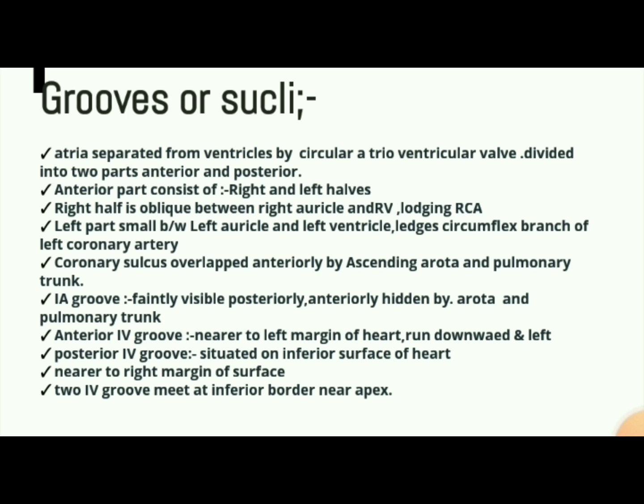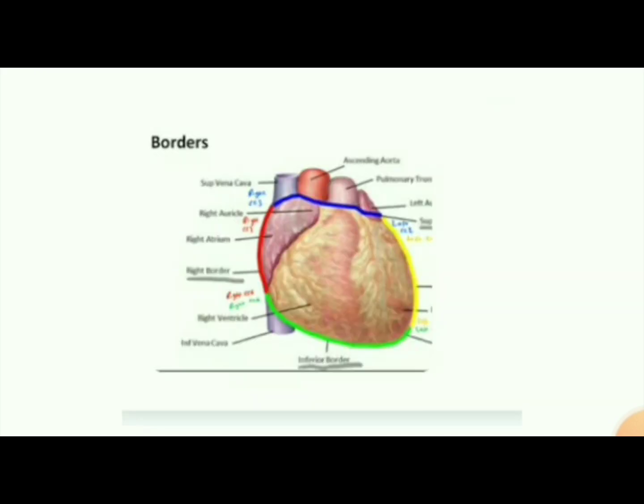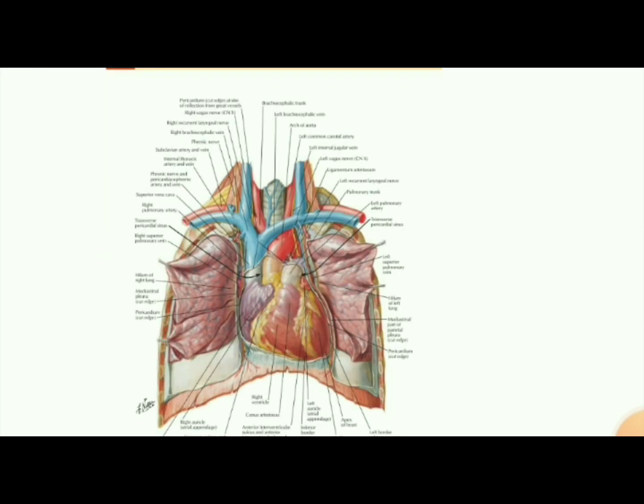The interatrial groove is faintly visible posteriorly, but anteriorly it is hidden by your aorta and pulmonary trunk, which you can see here. We have discussed the interatrial groove, right? It is hidden by your aorta and the pulmonary trunk. This is your aorta and this is the pulmonary trunk. So you can't see the interatrial groove because it is hidden by the aorta and pulmonary trunk.